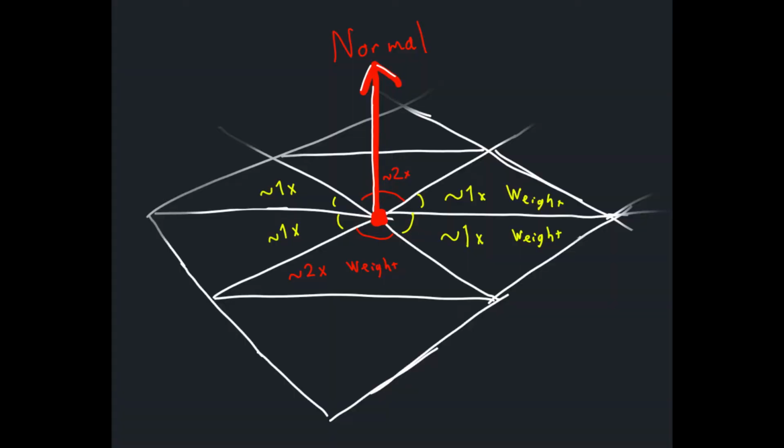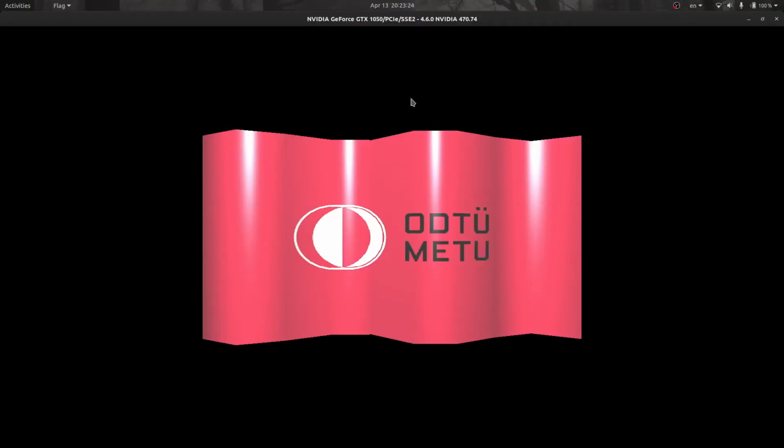For example, in this case, the bottom triangle should weigh about 2 times more than the triangles on the right. We could compute this more carefully using the angles, but using this rule of thumb was enough in this project.